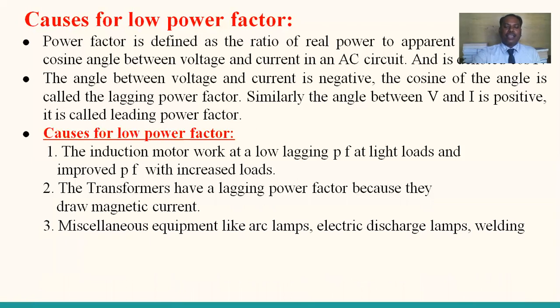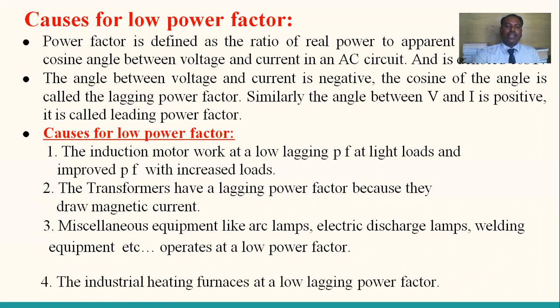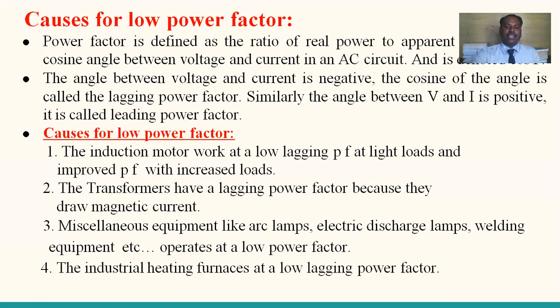Miscellaneous equipment like arc lamps, electric discharge lamps, welding equipment, etc. operate at low power factor, where induction principle and induction windings are there. In all these cases, the power factor is very low. Industrial heating furnaces also operate at a very low lagging power factor.